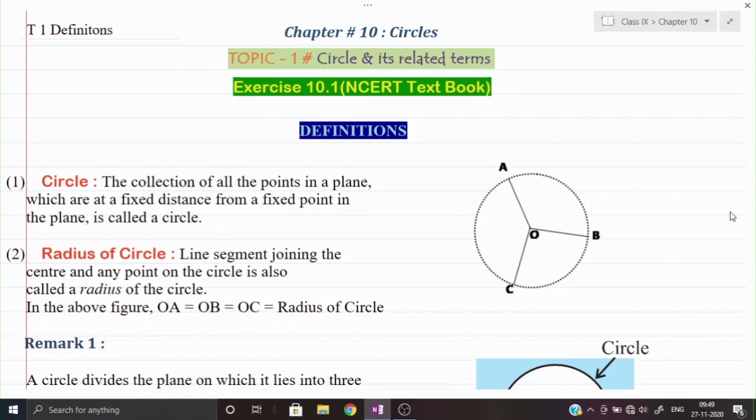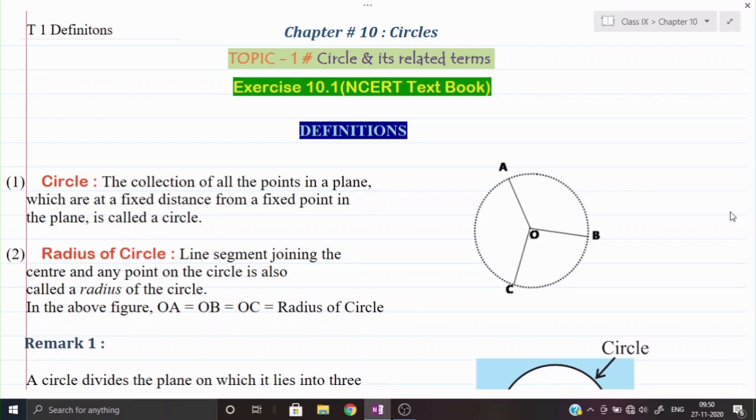Hello students, today we are going to start our new topic. The name of the topic is circle. That is our chapter number 10. As you know, chapter number 9 is not in our syllabus. So after completion of chapter number 8, that is quadrilateral, we are going to start chapter number 10 today onwards.